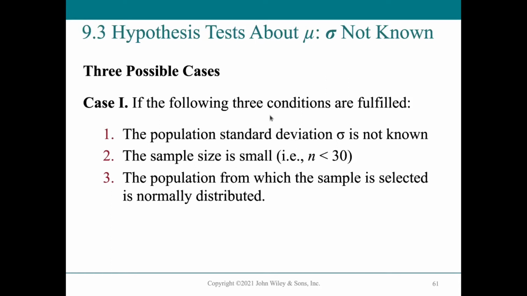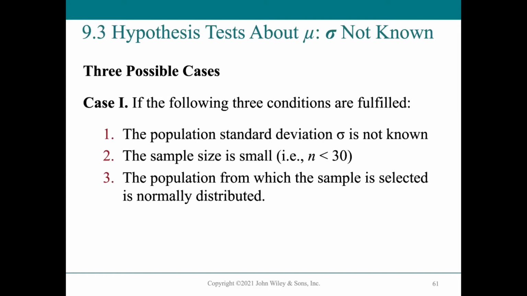Hi. In the previous part of our lecture, we discussed hypothesis testing about our population parameter, which is our population mean, when we know the population standard deviation. Now, as is mostly the case, the most common scenario is that we do not know the population standard deviation, especially in scientific research. So, if we do not know the population standard deviation, there are three possible cases.